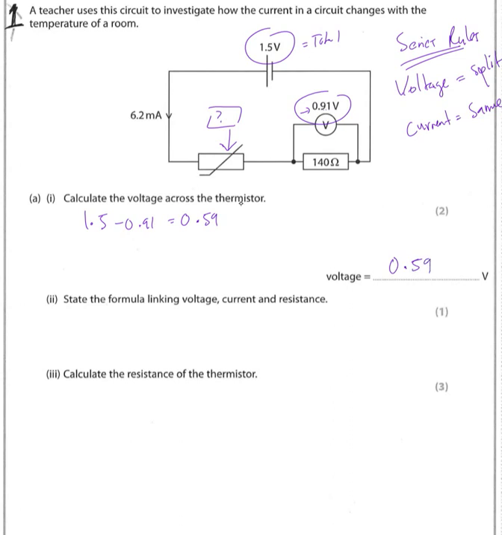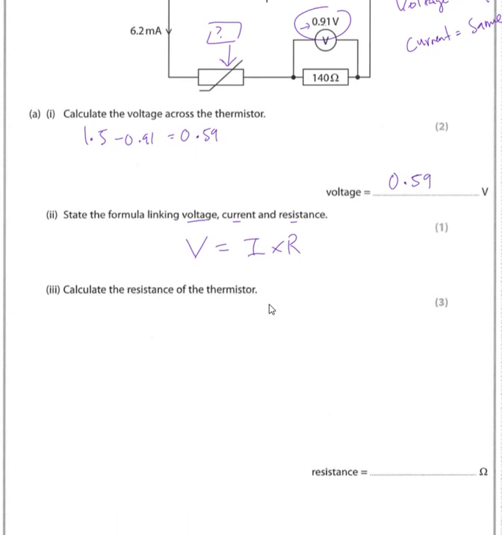Now we need to state the formula linking voltage, current, and resistance. The good thing with this one is the equation is pretty much in order. Voltage is equal to current multiplied by resistance. This is done for us exactly.